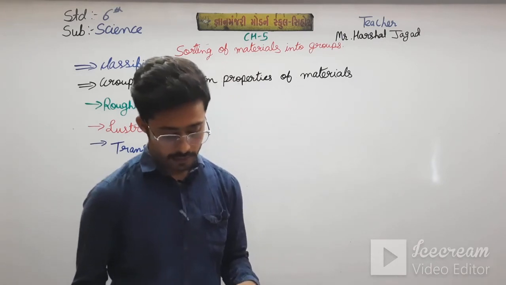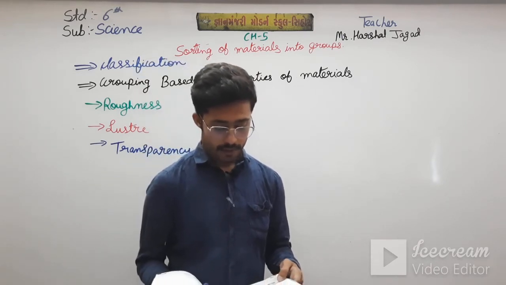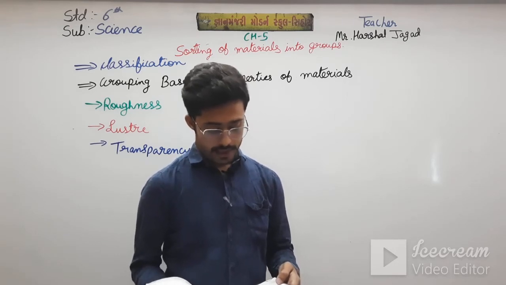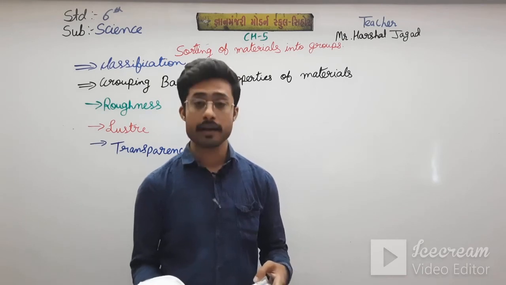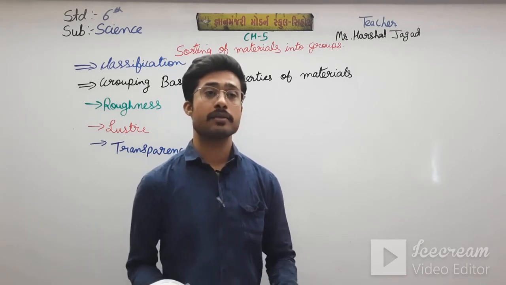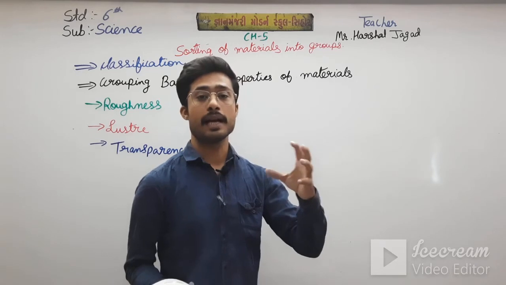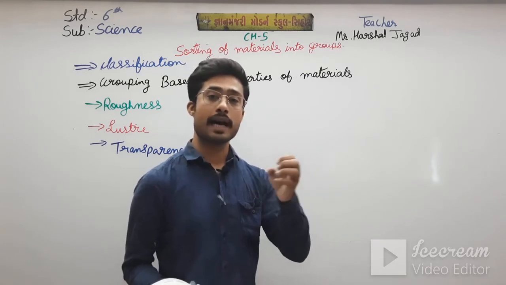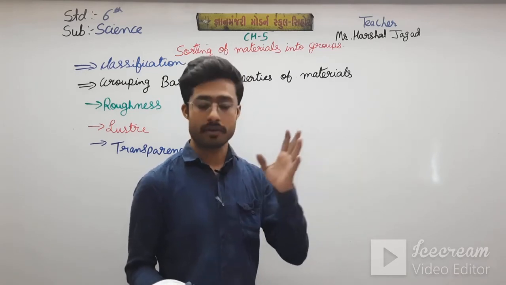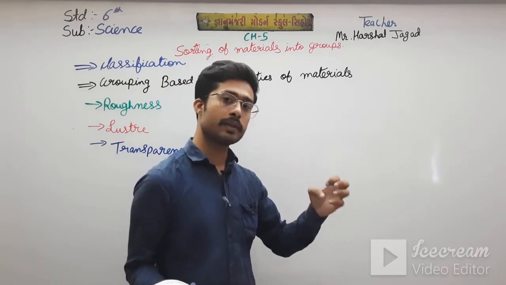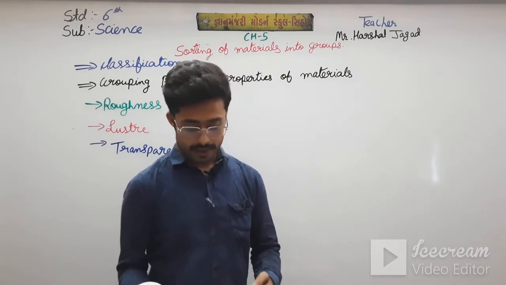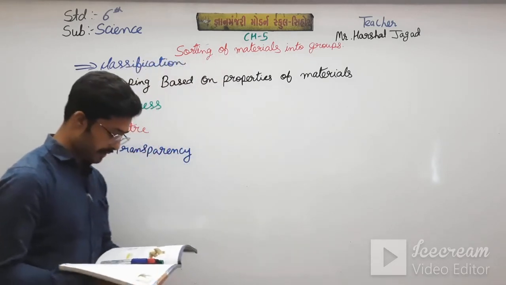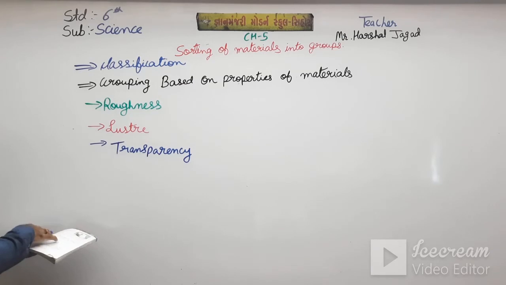So why are window panels made of glass and not of wood? Here you can see the difference between transparent, translucent and opaque. In transparent, the whole light will pass; in translucent only some amount of the light will pass; and in opaque no light passes. Okay, students, so this is the transparency property. And then we will see our next property, that is state.